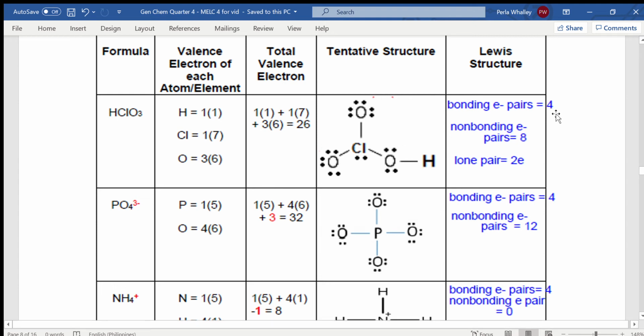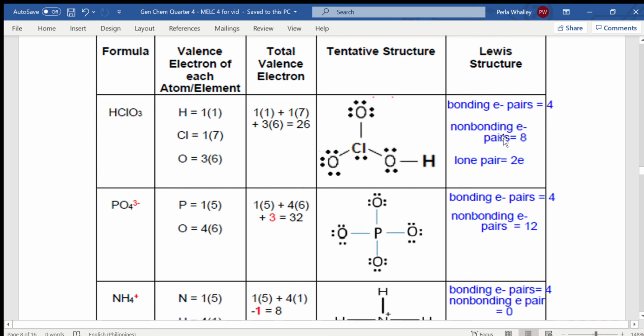So we have the bonding electron pairs equal to 4. The single bonds, okay, bonding. That means these are already bonded, so it forms a single bond. A pair forms a single bond. So 1, 2, 3, 4, okay.